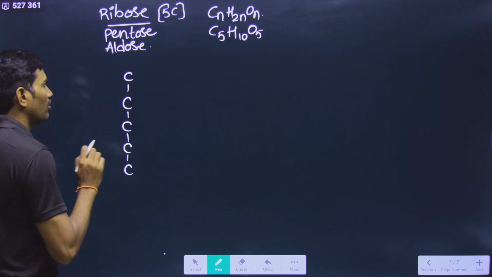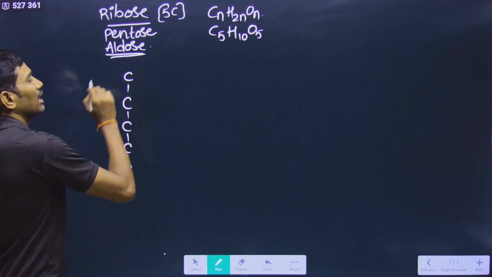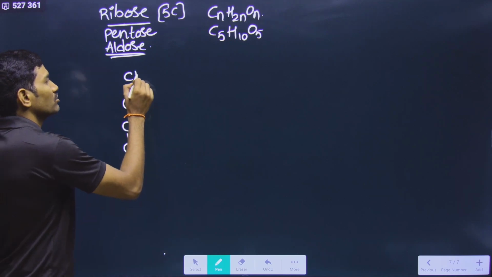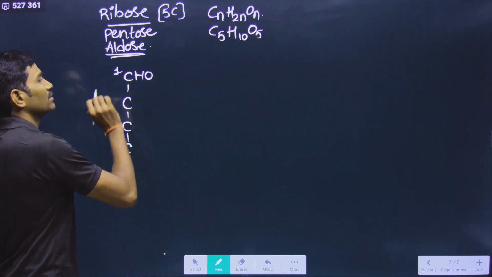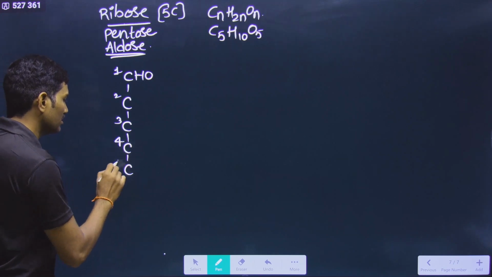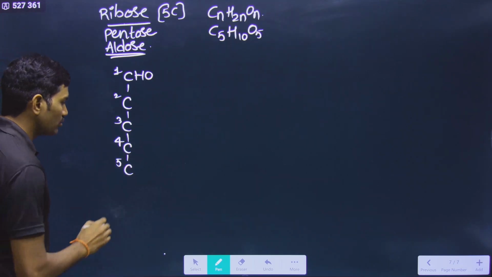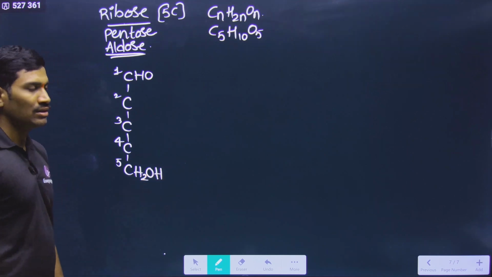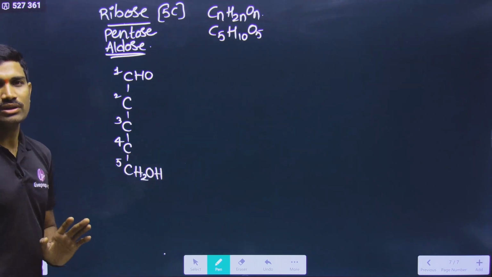Clear? Now, out of these carbons, the aldehyde group. Aldose means what? Aldehyde group containing sugar. So the aldehyde group will always be on the first carbon. This is the first carbon, this is the second carbon, third carbon, fourth carbon, and this is the fifth carbon. In all these sugars, if you observe, the last one will be CH2OH. Clear?